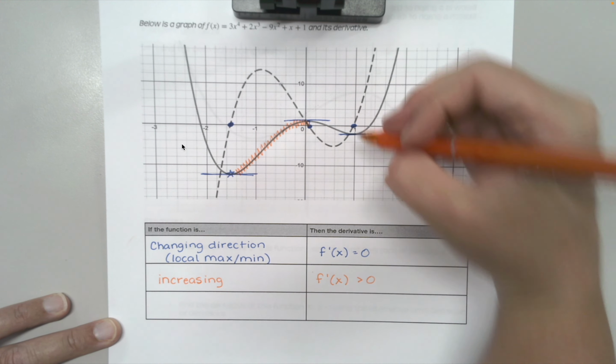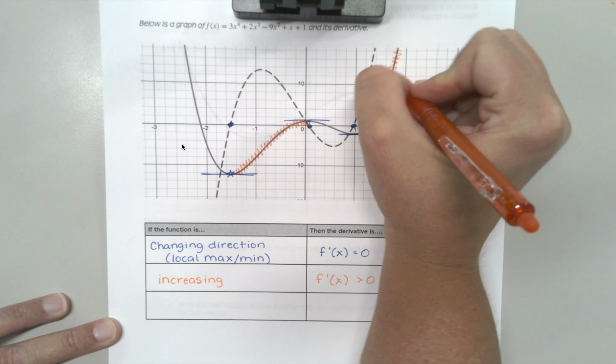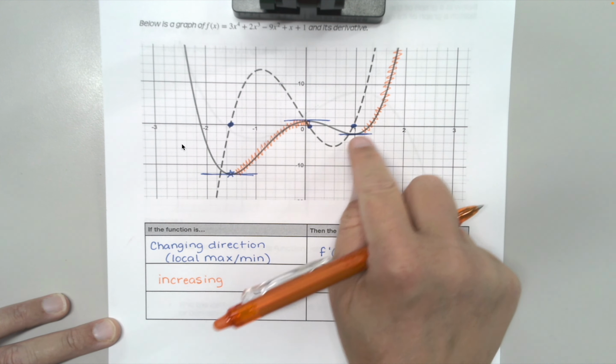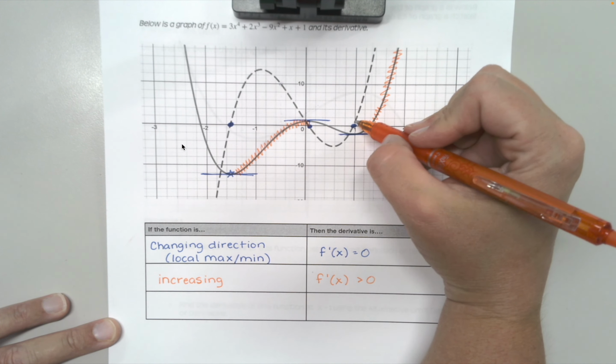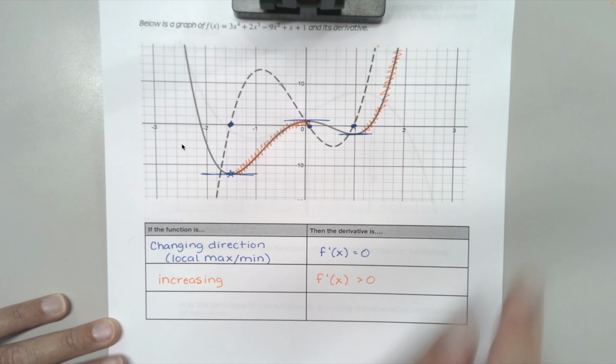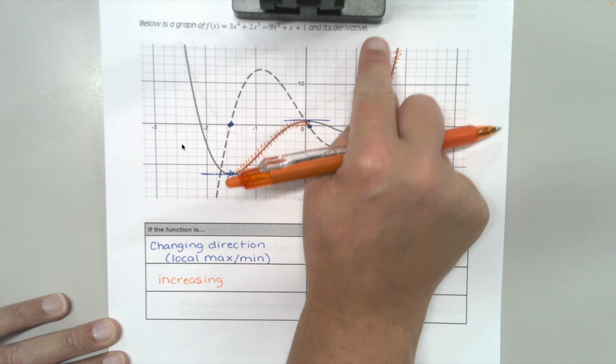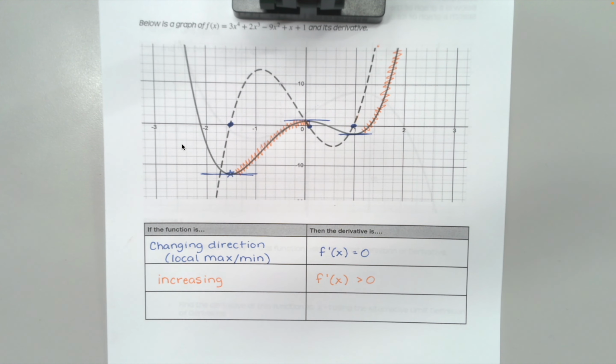But if you look, this portion of the graph is also increasing. Okay, as we move to the right, this is constantly growing, and so this portion of the derivative graph is also living above the x-axis. And because this looks like it's going to continue to increase, then this continues to be up above the x-axis. Okay?